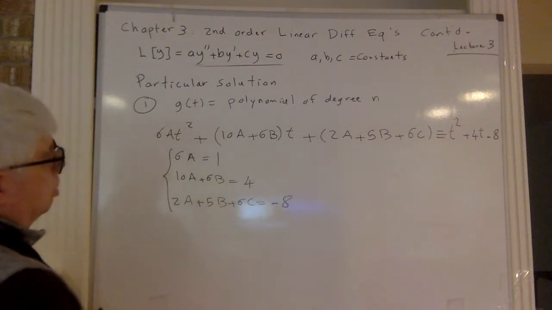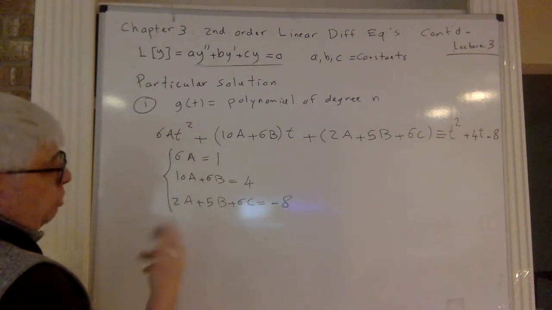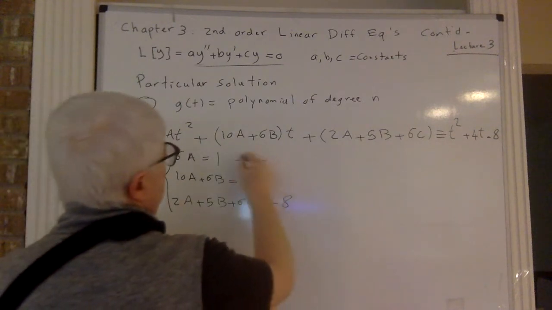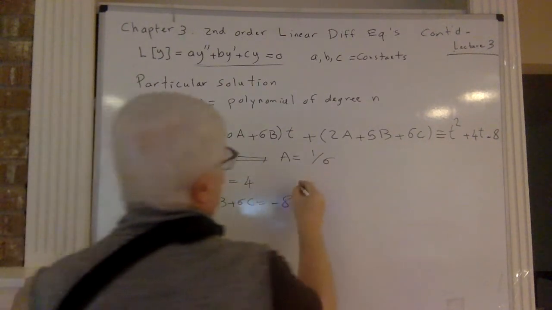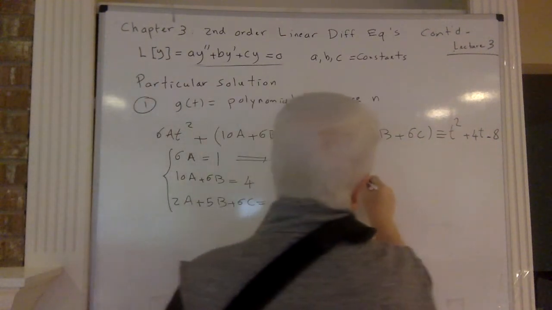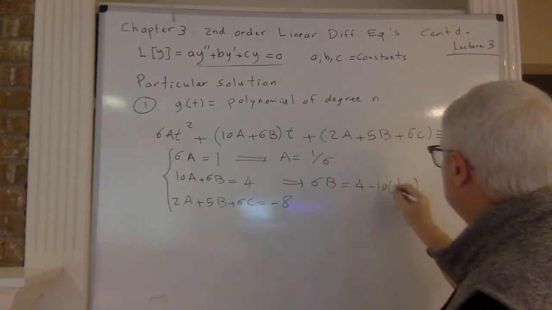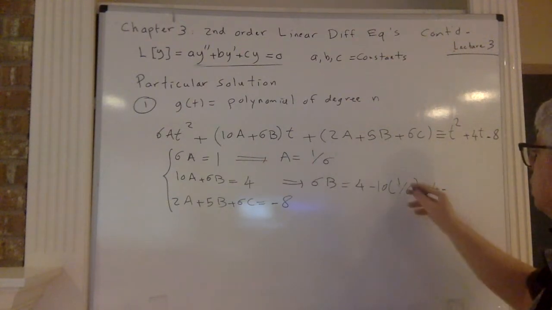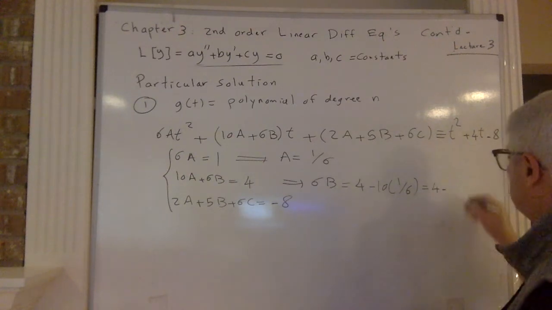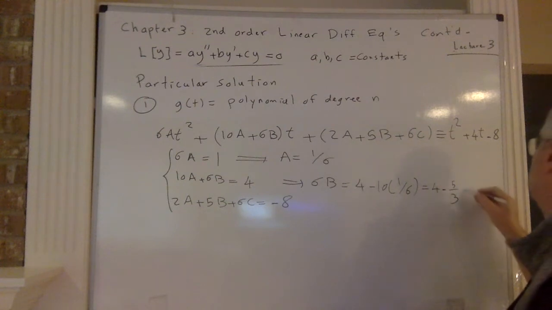Now, this method will usually give you a immediately. If you have chosen correctly, then from the first one you get a. a is 1 over 6. Now I have a here, find b. So this one gives me 6b is 4 minus 10 times 1 over 6. So that is 4 minus, what's that? So that's 5 thirds. 5 over 3, 12 minus 5. That's it.